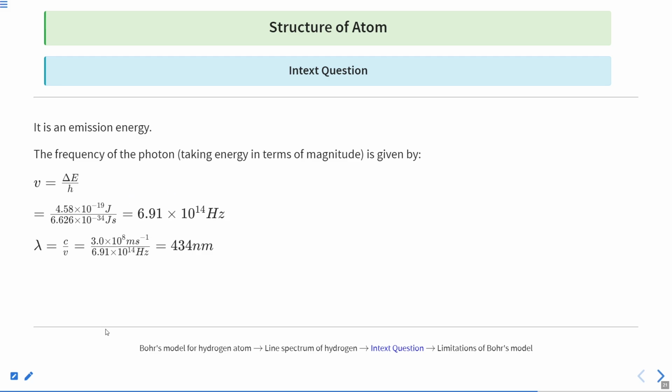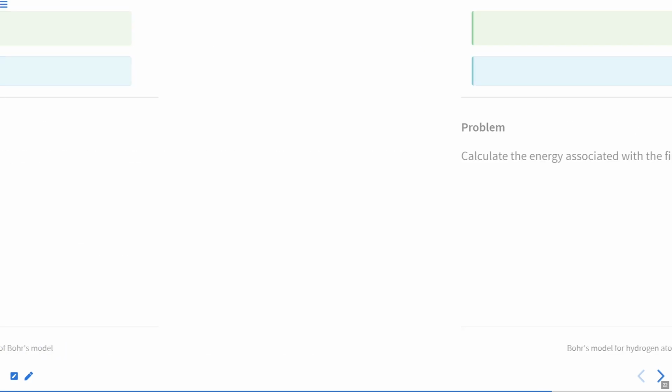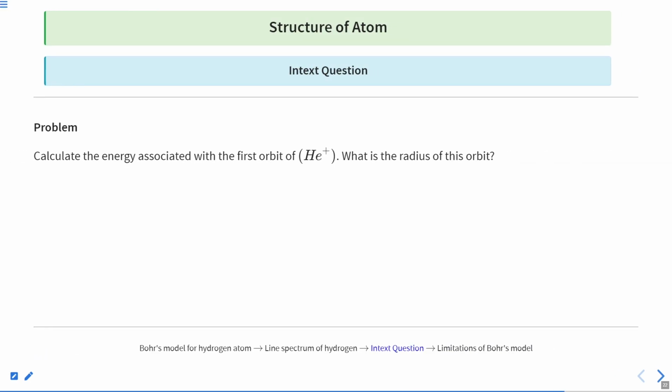Clear? Got it? Okay. Now next, we have to calculate the energy associated with the first orbit of the He plus ion if the radius of this orbit is this much.